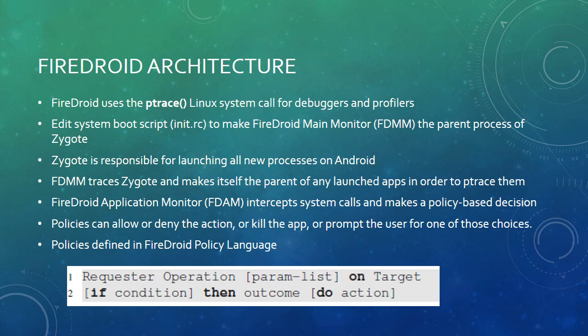Now, system calls are very low level and arcane, and most apps don't make system calls directly. Instead, they call middleware using Java APIs, which eventually gets translated into system calls. FireDroid policies are written in a custom FireDroid policy language. Because they operate on system calls, FireDroid policies work at a much lower level of abstraction than RetroSkeleton. They don't offer the capability to completely rewrite operations. Instead, policy actions are limited to either allowing or denying an action, or killing the process, or prompting the user what to do, whether allow, deny, or kill.